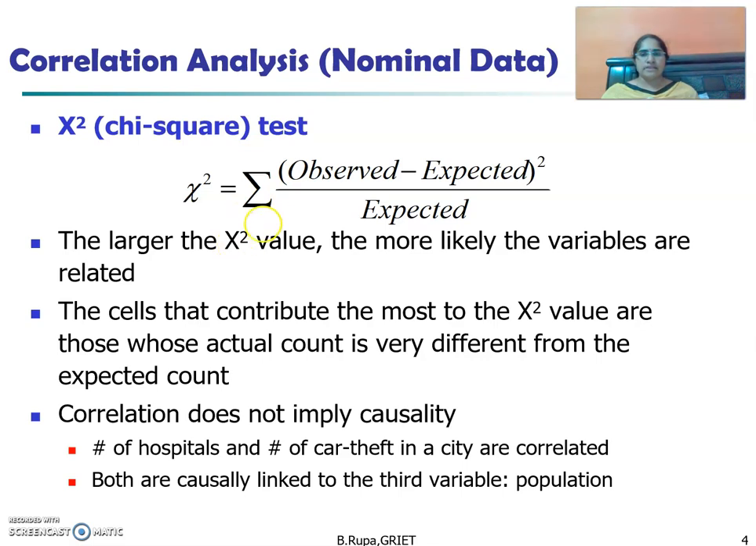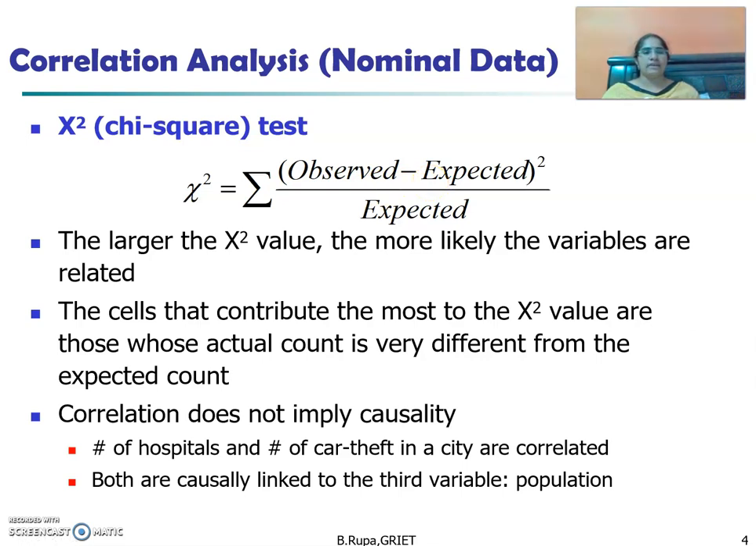The larger the chi-square value, the more likely the variables are related. The cells that contribute the most to the chi-square value are those whose actual count is very different from the expected count. Correlation does not imply causality.